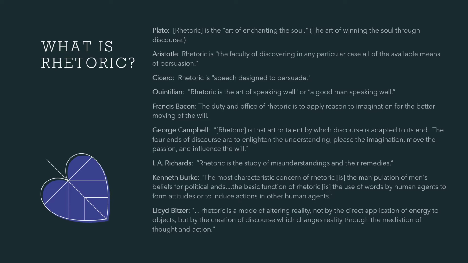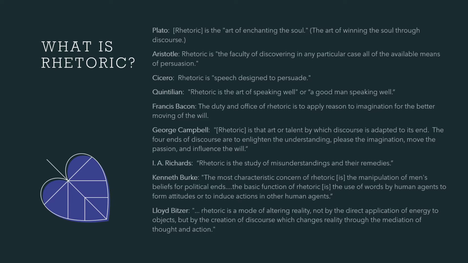I.A. Richards is a 20th century rhetorician who says that rhetoric is the study of misunderstandings and their remedies. And so here we see a kind of counter definition. So rather than rhetoric being the study of understanding and how to achieve that, which is kind of what the previous definitions say, I.A. Richards is interested in the ways in which sometimes rhetoric fails us, sometimes our messages are not successful, and in understanding why they aren't successful, we can then become better at communicating our messages.